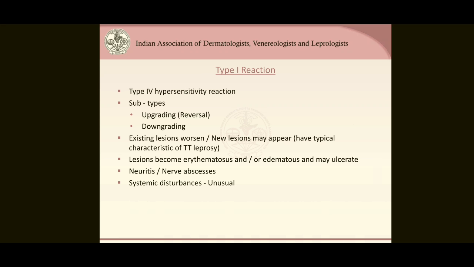Coming to the type 1 reaction, it is more so due to the type 4 hypersensitivity reaction. There are subtypes in it. One is upgrading, that is reversal reaction, or downgrading reaction. What are the clinical features? The existing Hansen's lesion may worsen or new lesions may appear which may have characteristic features of tuberculoid leprosy. So lesions may become erythematous, edematous and a few may ulcerate also. Neuritis is a definitive feature along with sometimes nerve abscess. Systemic disturbances are very unusual in type 1 reaction.